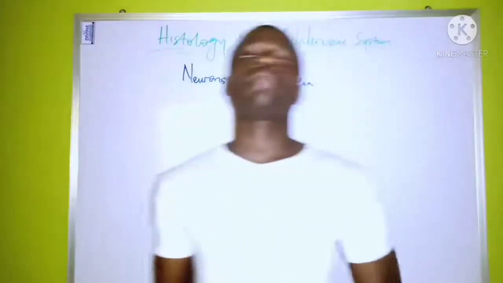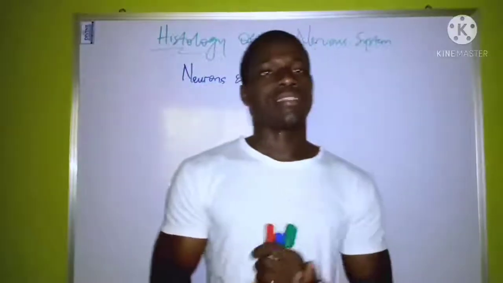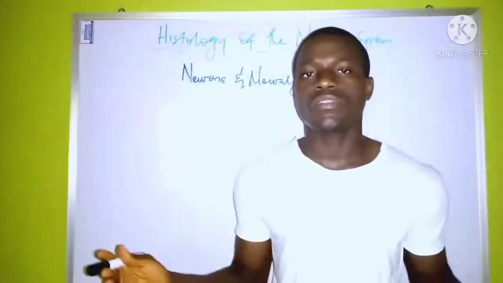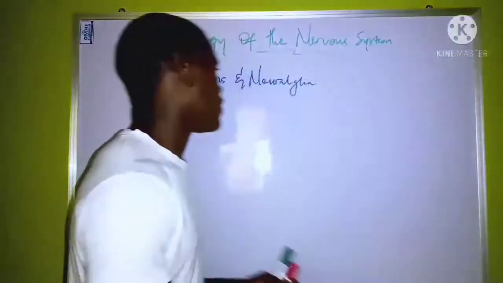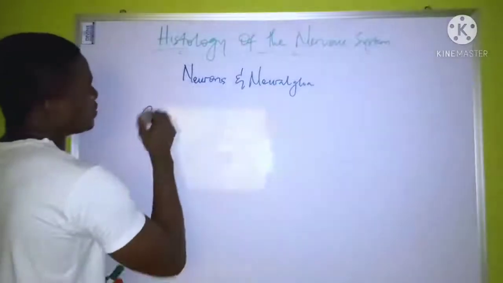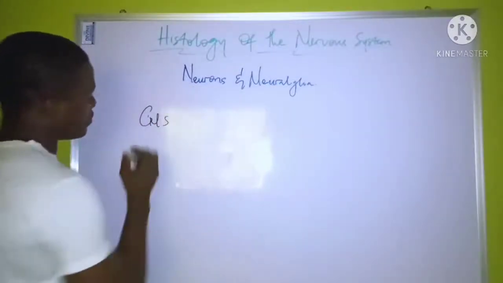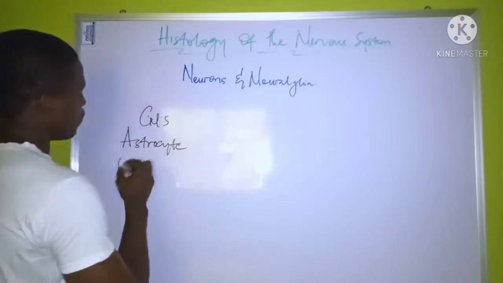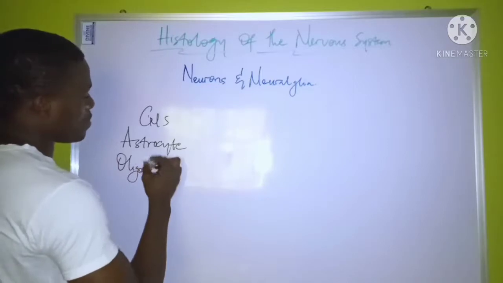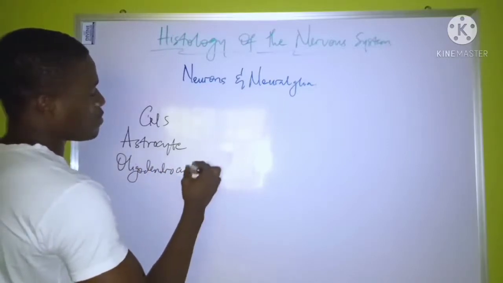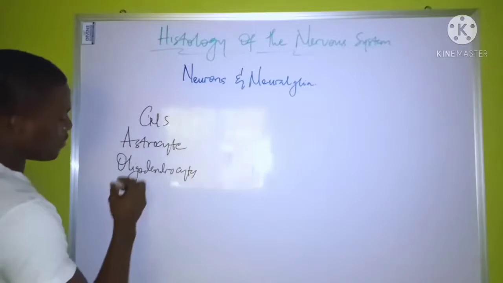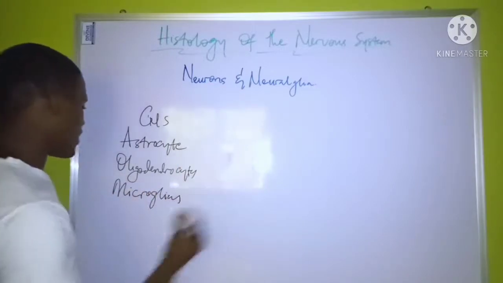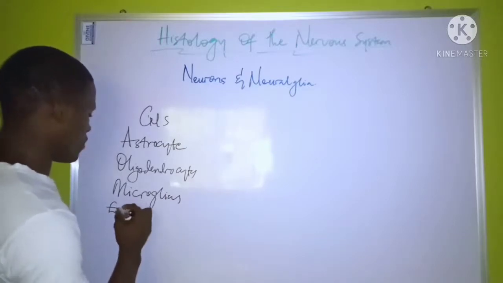Stay tuned. Talking about the neuroglia now, the neuroglia of the central nervous system are different from those of the peripheral nervous system. The neuroglia of the central nervous system are four of them. Now the CNS neuroglia: we have the astrocytes, we have the oligodendrocytes, then the next is the microglia, and lastly we have the Ependyma cells.